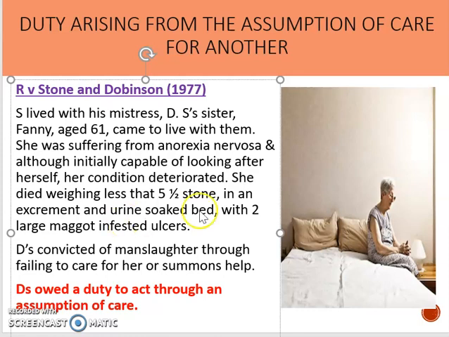The reason I'm telling you these rather grim facts is so that you can appreciate how bad the situation was, and yet S&D still did nothing. S&D were convicted of manslaughter through failing to summon help or care for her. And they were held to owe a duty through an assumption of care. So again, they've not done a positive act, they've not stabbed her, but their failure to look after her has caused her death. And although we don't usually punish people for an omission, they had a duty to act because they had volunteered to look after her. And they could have summoned help quite easily.